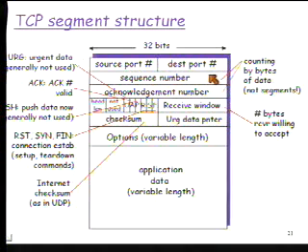Then you have 32 bits assigned for the sequence number. Remember, you have a sliding window protocol, so you do need sequence numbers, and the number of bits assigned are 32 bits. There is an acknowledgement number field, again 32 bits.